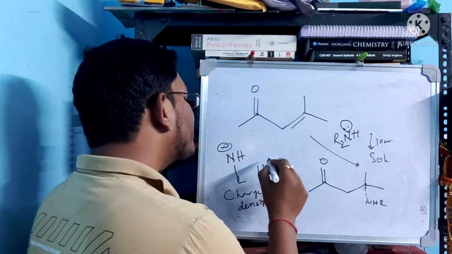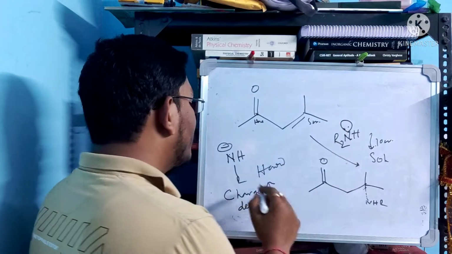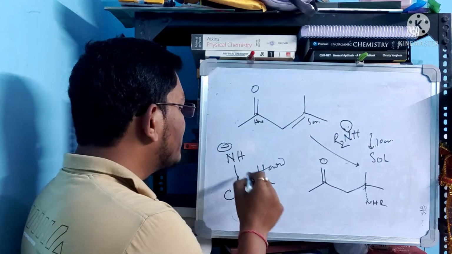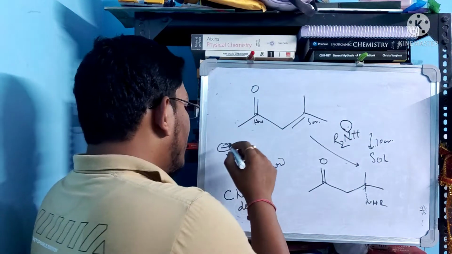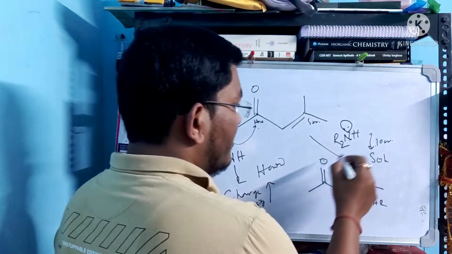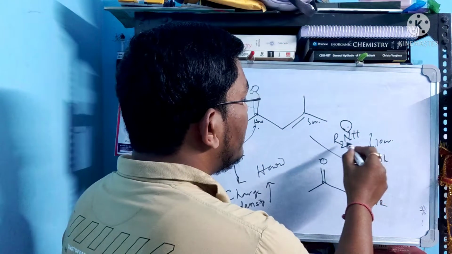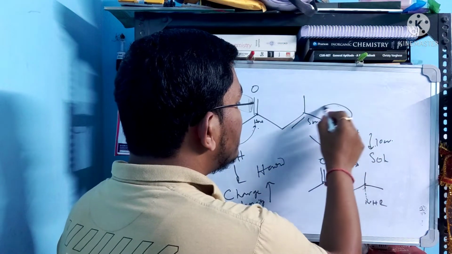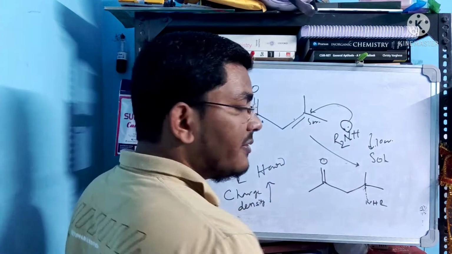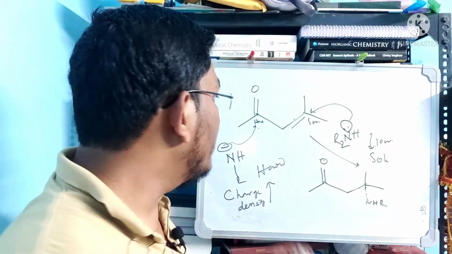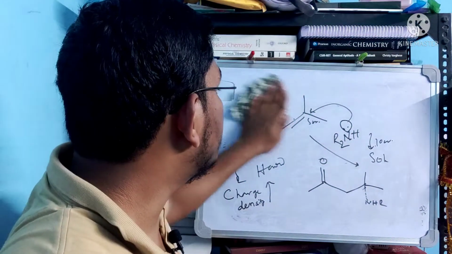Now it's a harder center, it's a softer center. That's why in the previous case the hard nucleophile will prefer to bind with the hard electrophilic center, which gives us the 1,2 product, and here the soft nucleophile will give the 1,4 adduct. Okay, understand? If any kind of confusion arises, then please mention it in the comment section.